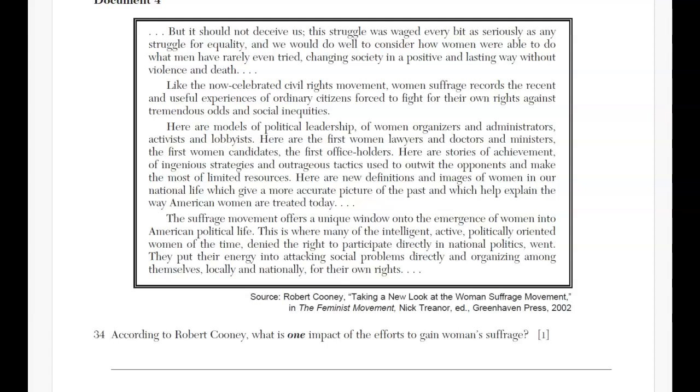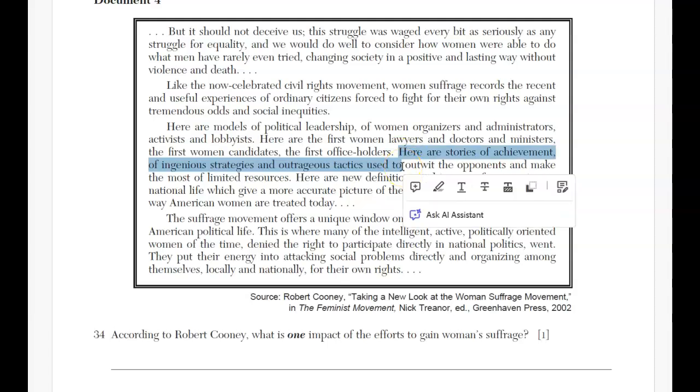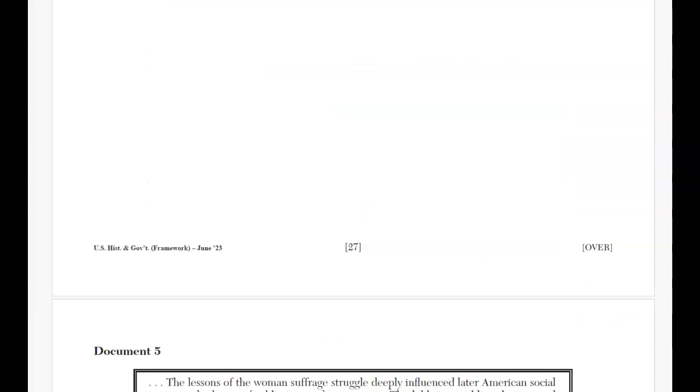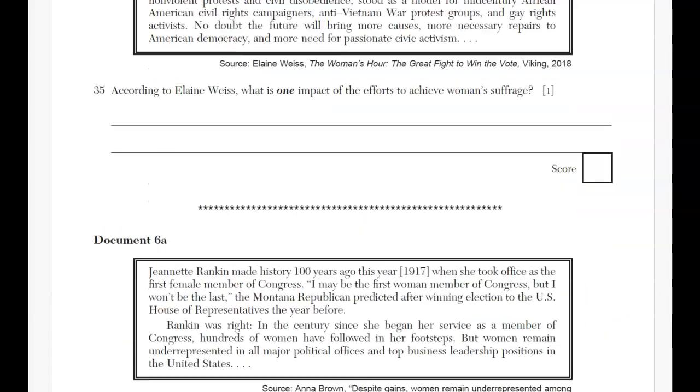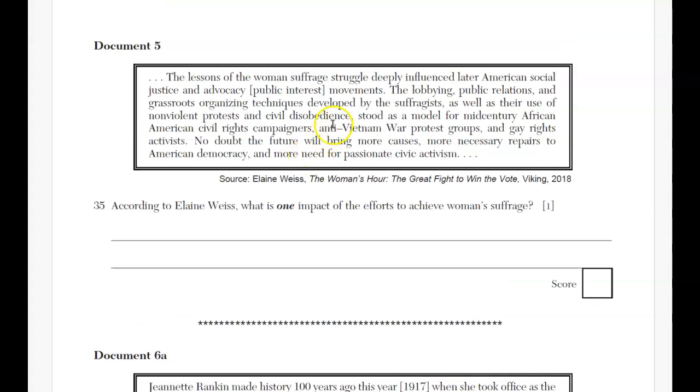You can use document 4 and 5 and 6 to talk about the fact that women were using the office to get better laws to protect them, that the very tactics they were using were going to be influential as models for anti-Vietnam protests. So it changed how we do political protests in this country, the nonviolent and civil disobedience stuff.